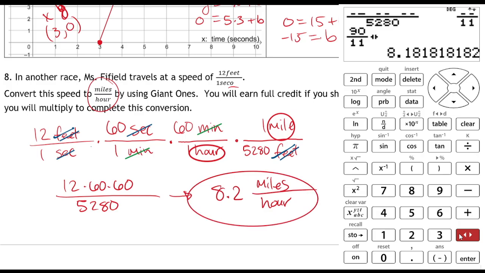And that's how we get the answer, by starting with the given speed in feet per second and then using 3 giant ones. Again, the idea of a giant one is any distance or amount of time divided by itself is equal to 1, even if the units are different. And the beauty of that is that it's a great way to go from one set of units to another.